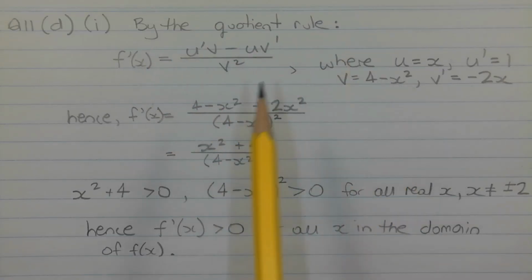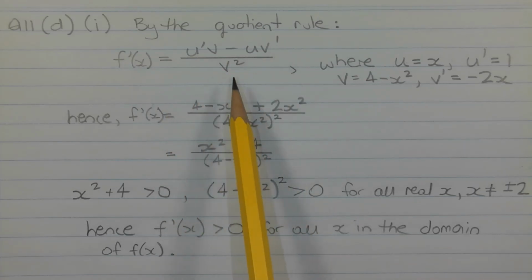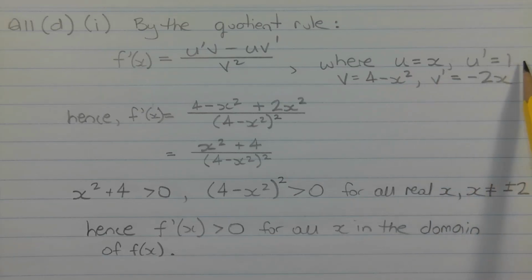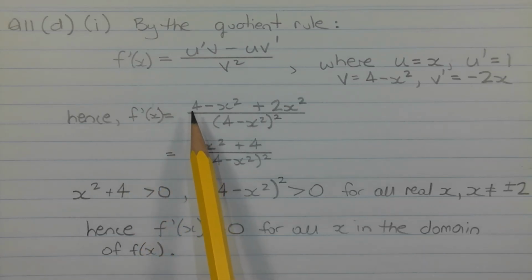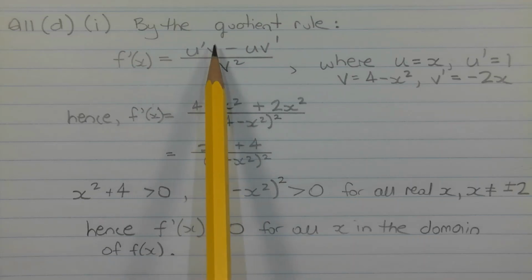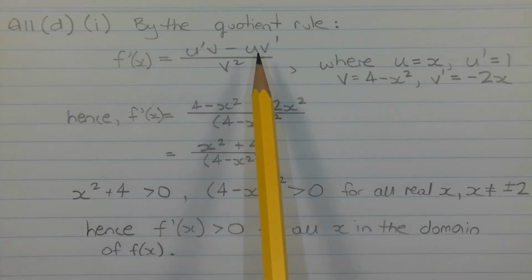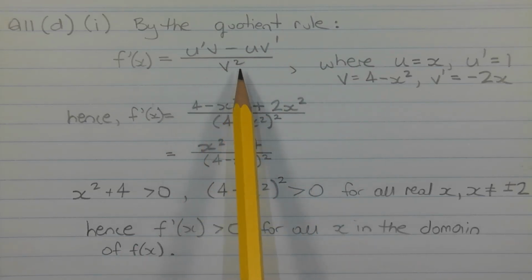By the quotient rule, f dash of x is equal to u dash v minus uv dash over v squared, where u is equal to x, u dash is equal to 1, v is equal to 4 minus x squared, and v dash is equal to negative 2x. Hence, f dash of x is equal to 4 minus x squared, which corresponds to our u dash v, plus 2x squared, which corresponds to uv dash, over 4 minus x squared in brackets squared, which corresponds to our v squared.